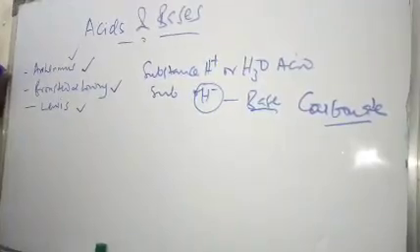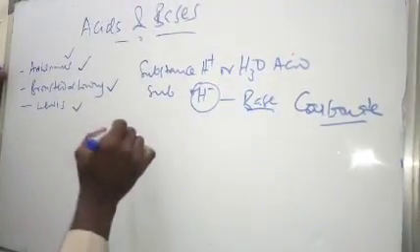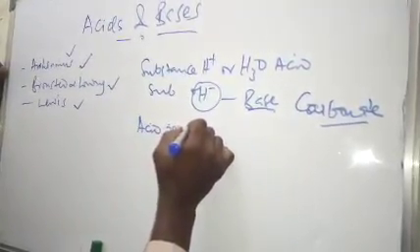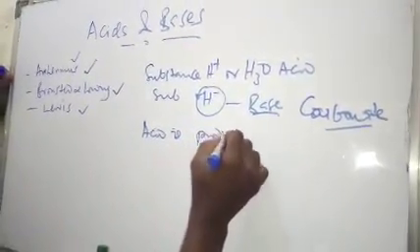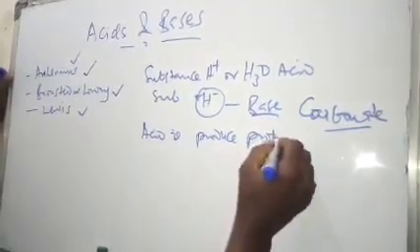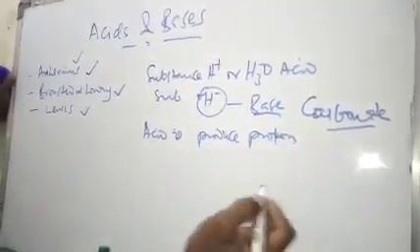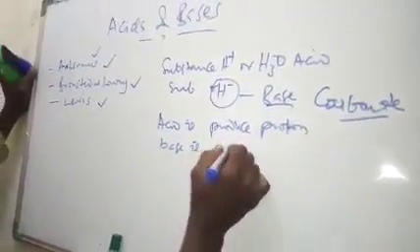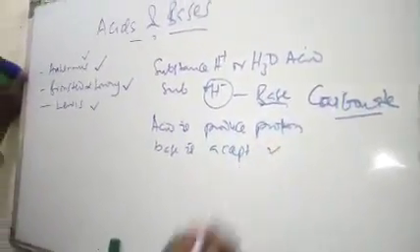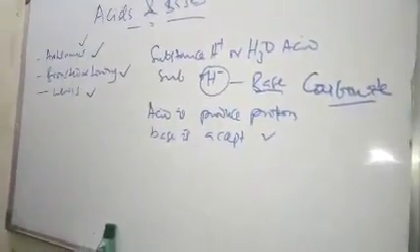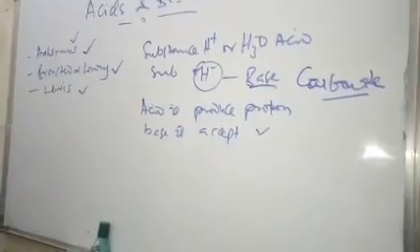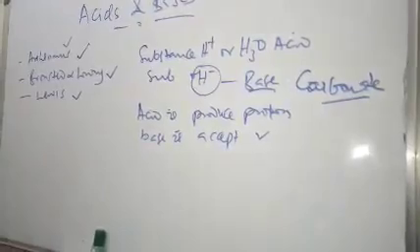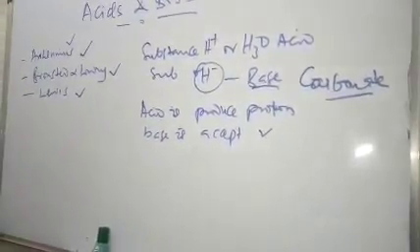Then Bronsted and Lowry, what did they say? They said an acid is any substance that can produce or donate a proton, that is, a proton donor, and a base is any substance that can accept a proton. That is, an acid is a proton donor and a base is an acceptor of protons. This is broader than what Arrhenius said.